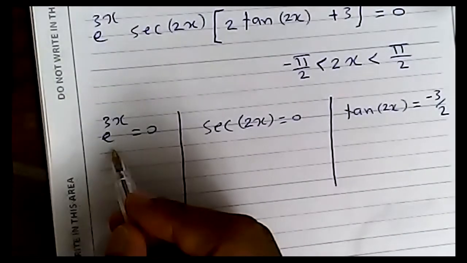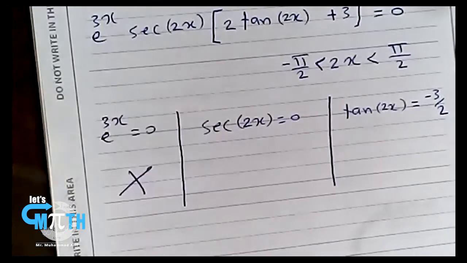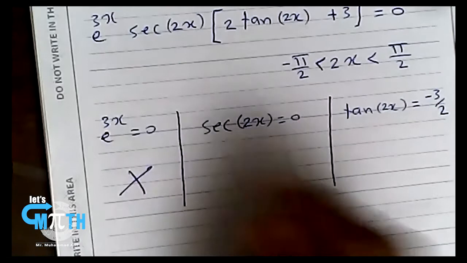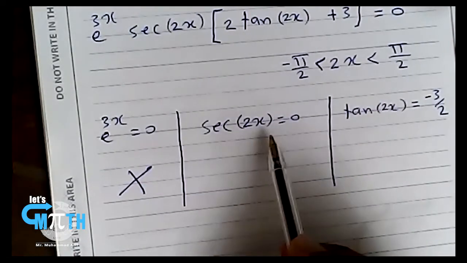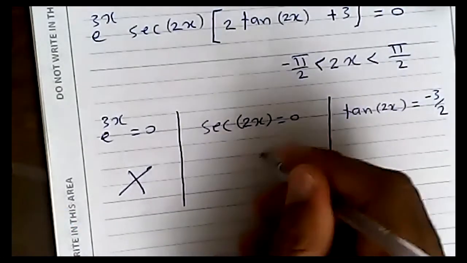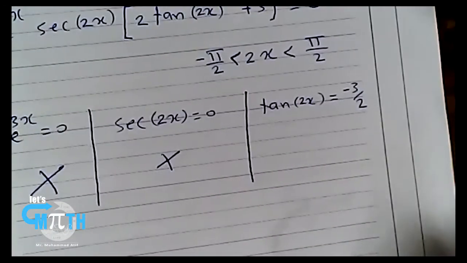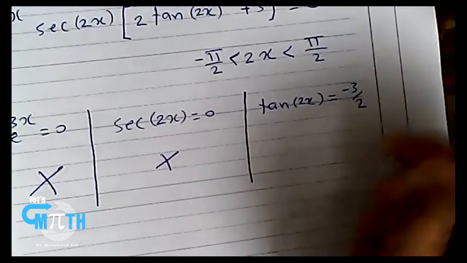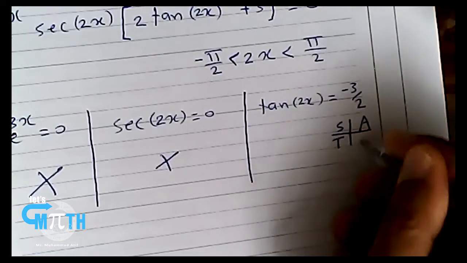You have to know that e to any power can never be 0, so this will be rejected. It will give no real solution. Also, no angle will give sec 0, in this specific range, so we'll obtain no solution from this part. So the solutions that we are going to obtain are only from here. How can we find the solutions here? As you know, normally, this is a simple trigonometric equation.